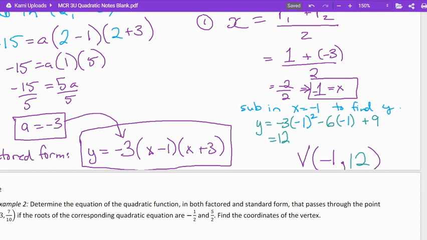Holy guacamole, what a question, right? We first found the equation in factored form, then in standard form, and then we found the vertex.